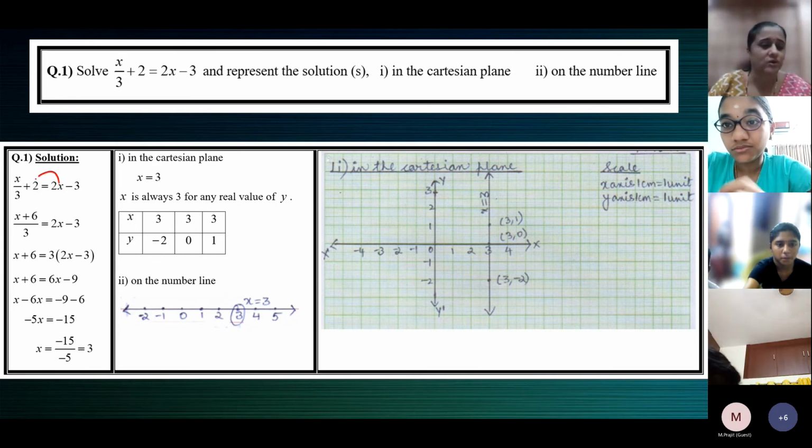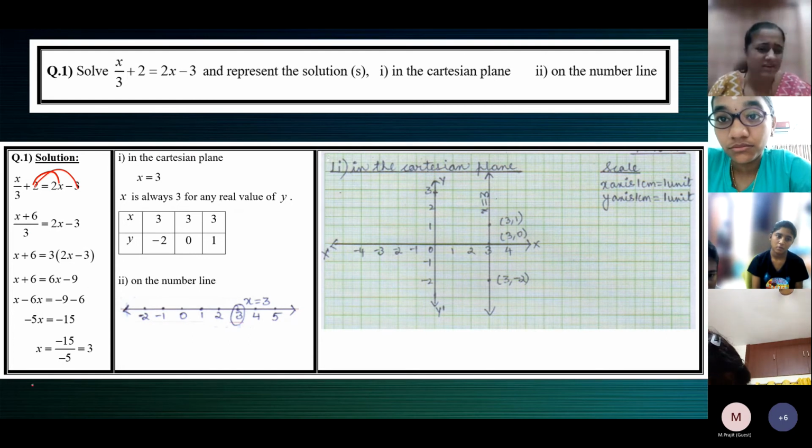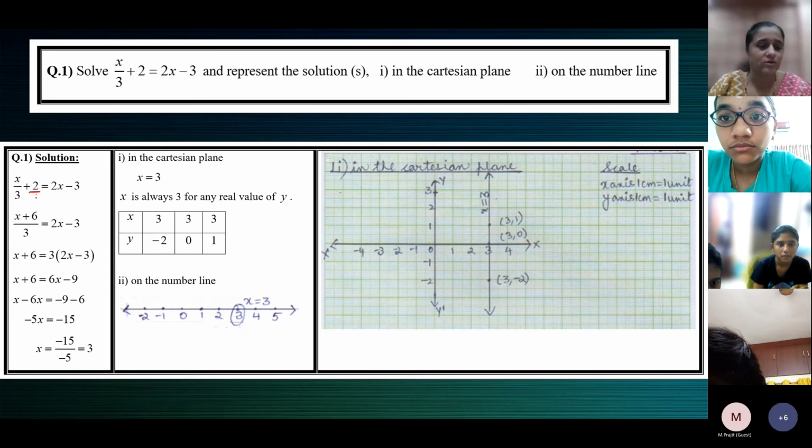If you want, you can bring the 2x here, take the 2 to the other side. That is your choice, but all of you will get the same answer. Okay, so I have taken the LCM. LCM is 3. So you'll get x plus, here it's 1, no? So it will be 2 3s are 6, is equal to 2x minus 3.